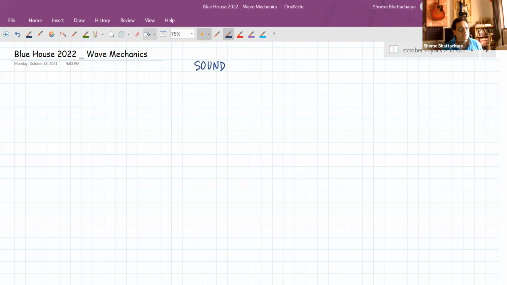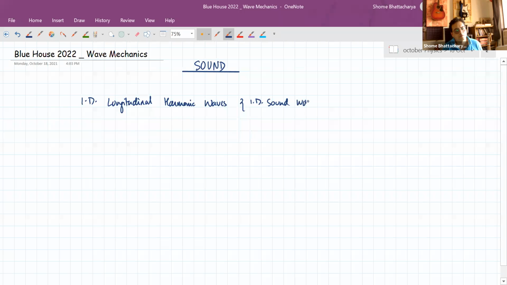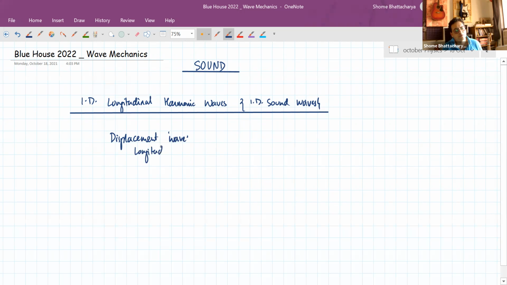Okay, so one of the things we discussed in the last lecture was intensity with respect to the amplitude and all that. So we saw that one-dimensional longitudinal harmonic waves, or basically 1D sound waves, can be represented in two ways. They can be represented in terms of the displacement, the so-called displacement wave, where the displacement is longitudinal in nature.